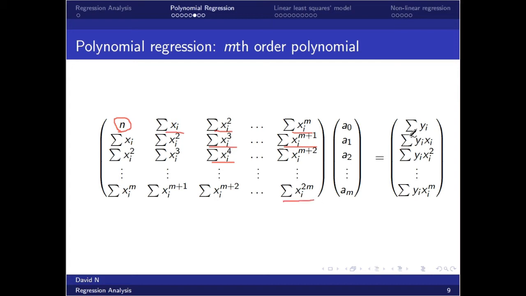And then on the other side of the equation, we have summation of yi, summation of yi xi, summation of yi xi square, summation of yi xi to the power m. Each of these terms can be deduced from our given experimental data set.